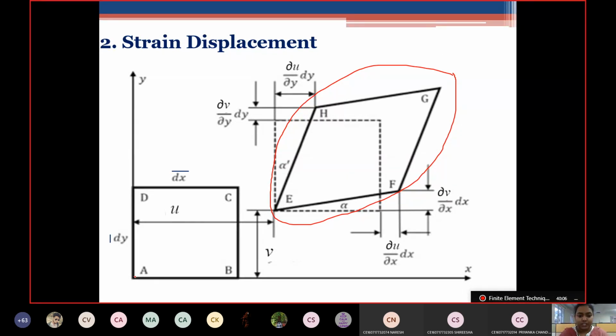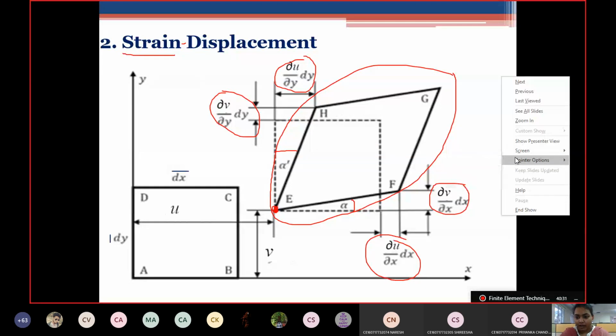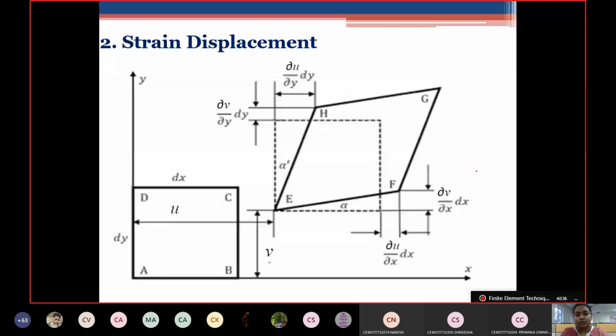If you see from this position, the new position starts from here, and there is a deformation in the angle alpha and alpha dash. So every small deformation we have to take into consideration to understand the relation between strain and displacement. This takes time, but not an issue. Please note down the figure vaguely.